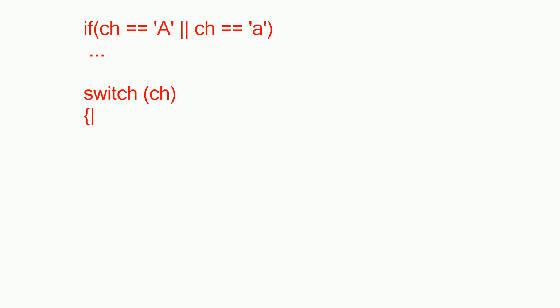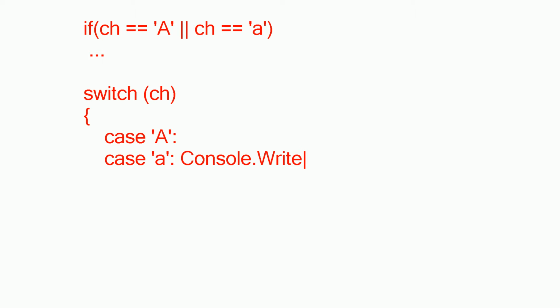That means you can have, for example, in our vowel checking task, where we had if ch is equal to the character big A, or ch is equal to the character small a, then do something. How do we do that with switch case? Well, we write switch, we switch our character variable, and then say in the case big A and in the case small a, Console.WriteLine, for example, what was it? Vowel A or something like that. So that's what you can do.